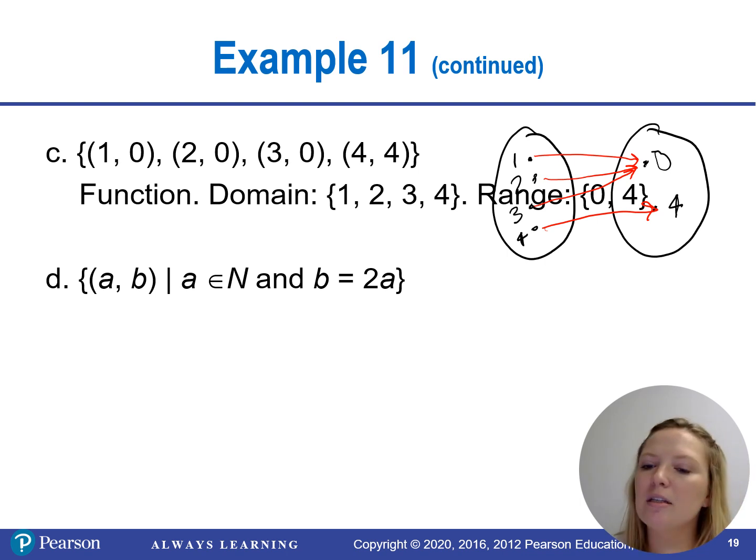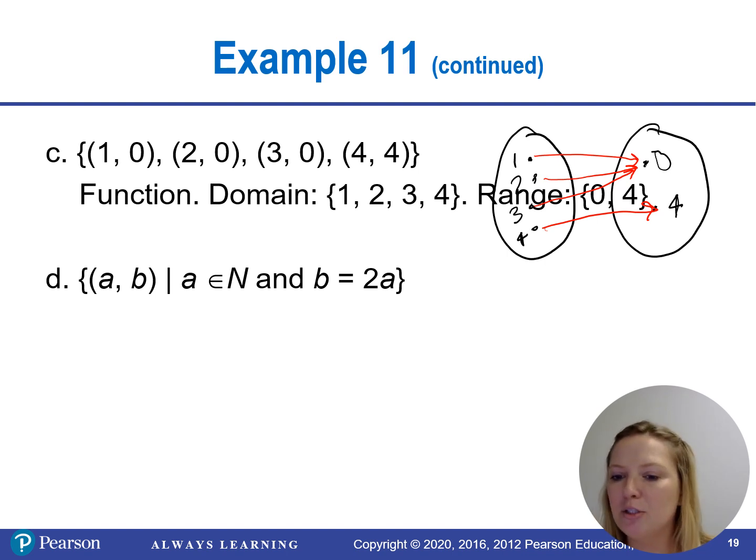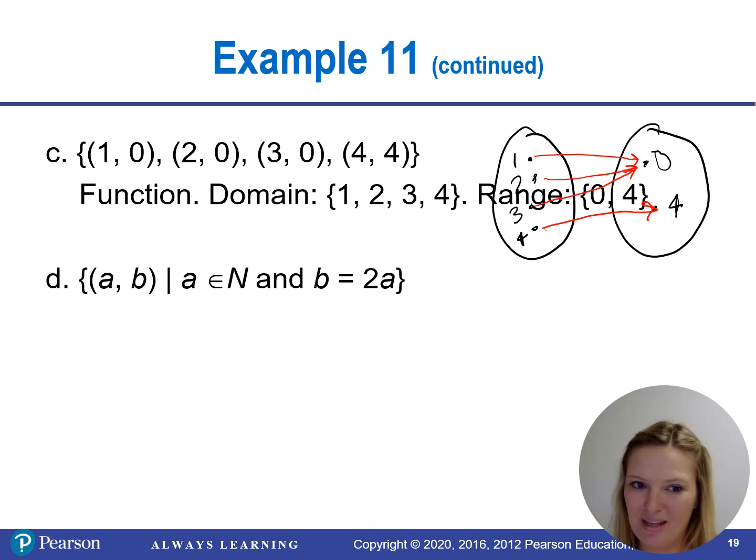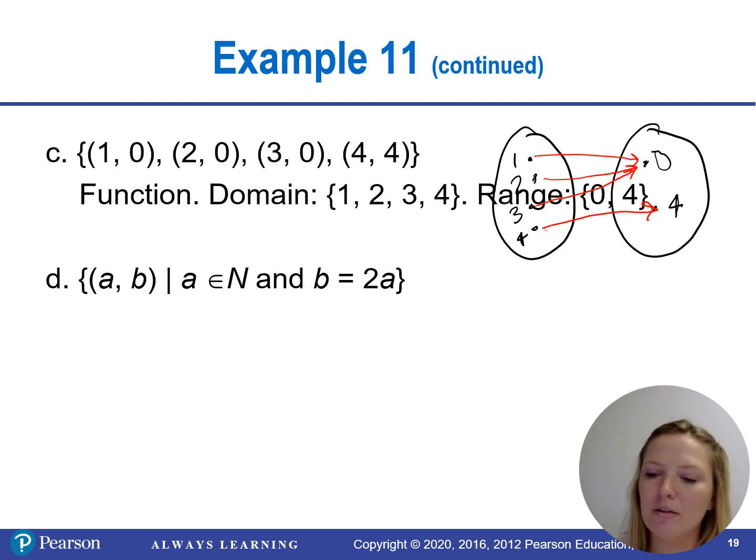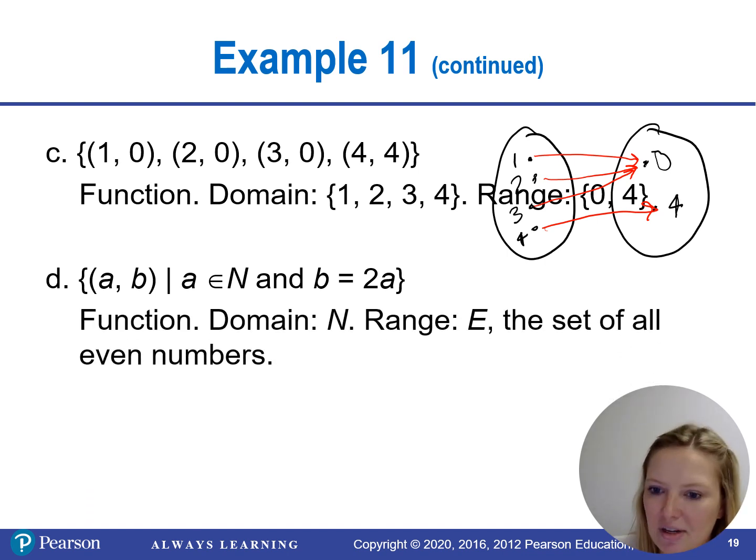Okay, and then this one is a little more abstract. Our set of ordered pairs is all of the pairs (A, B), where A is in N, the set of natural numbers, and B is 2 times A. So this is going to be a function because we can always take every natural number and multiply it by 2, and we'll get exactly one answer. And the domain will be all of the natural numbers, but the range will just be all of the even numbers because we can only ever get outputs that are even in this case.